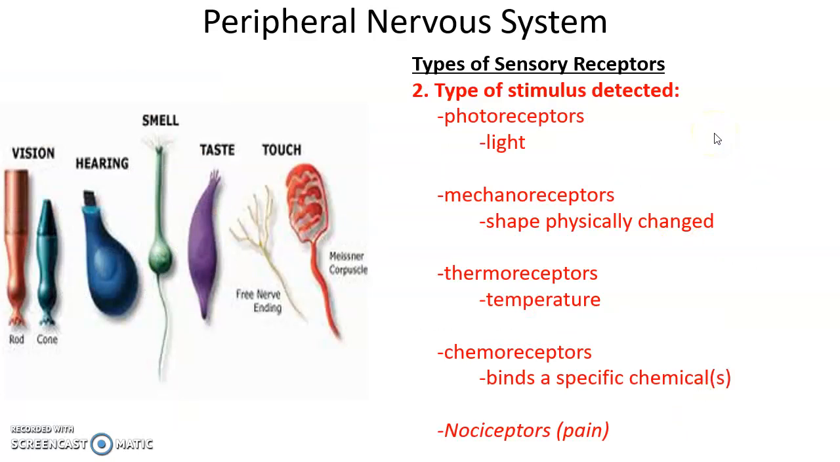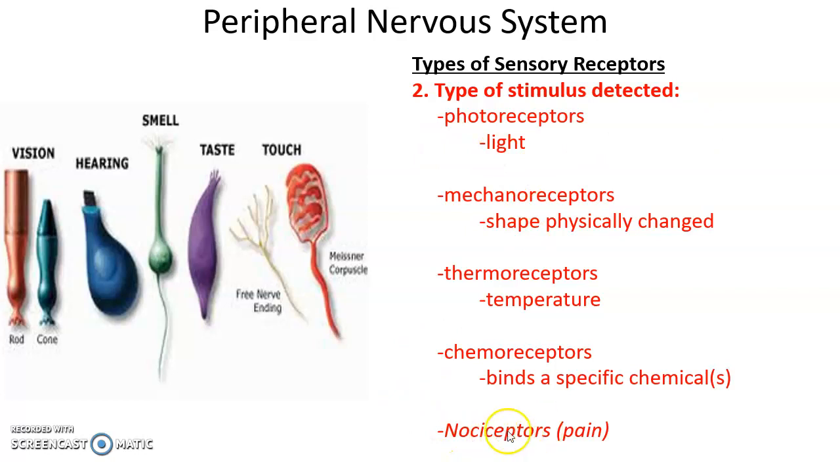Receptors can also be broken down by the stimulus detected. So photoreceptors detect light. Mechanoreceptors detect a change in their physical shape. So for instance, when a touch receptor is stimulated, it's because something is pushing on it, changing the shape of the receptor. That is what is detected. Thermoreceptors detect temperature and change in temperature. Chemoreceptors bind to specific chemicals. So chemoreceptors actually bind to some sort of molecule to get a response.